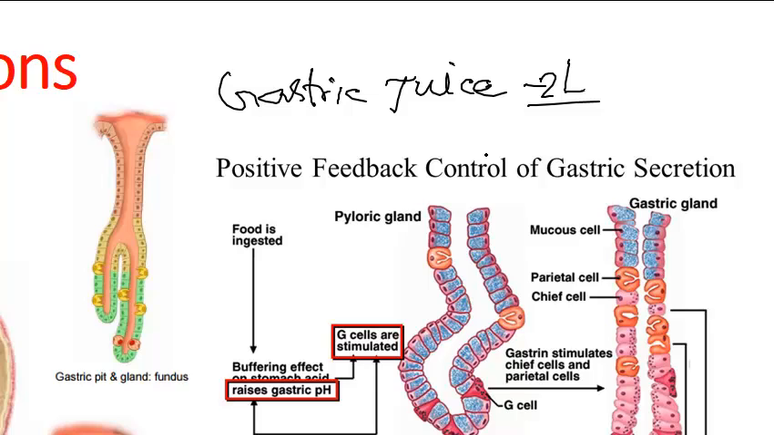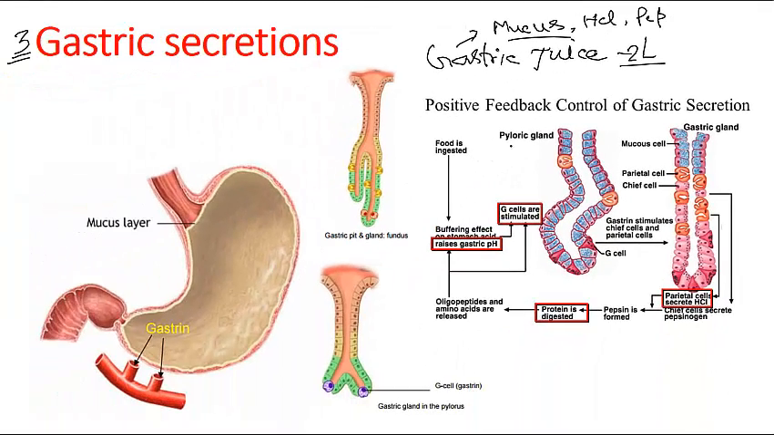Generally, gastric juice has several constituents: mucus, HCl, and pepsinogen. Pepsinogen is a precursor of the enzyme pepsin, which is a protease enzyme. There is also intrinsic factor. Mucus is produced throughout the stomach and protects the lining of the stomach cells. Pepsinogen is also secreted throughout the stomach. HCl is produced by the fundus and body. These are the two parts that produce HCl. Intrinsic factor is also produced by the fundus and body, but the rest of the parts produce the rest.